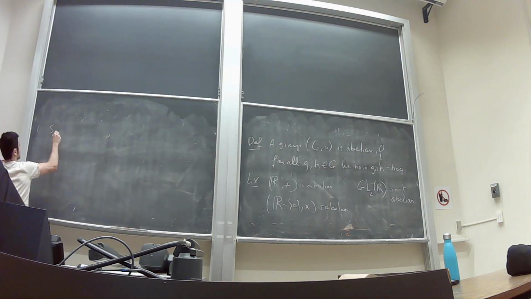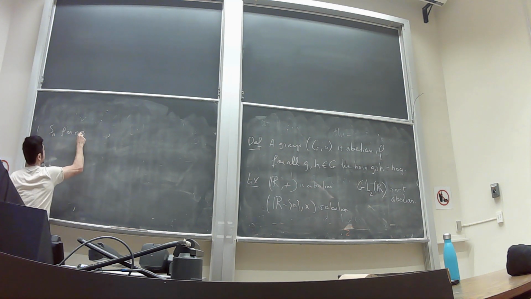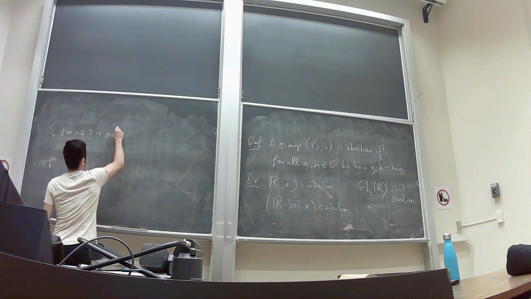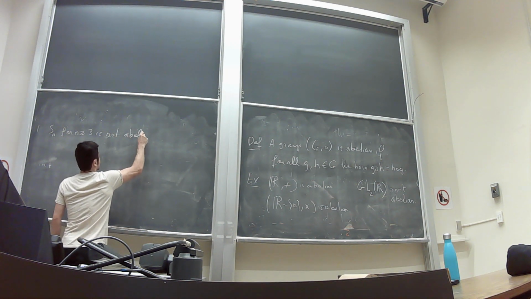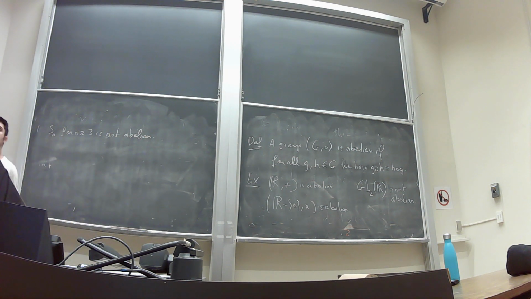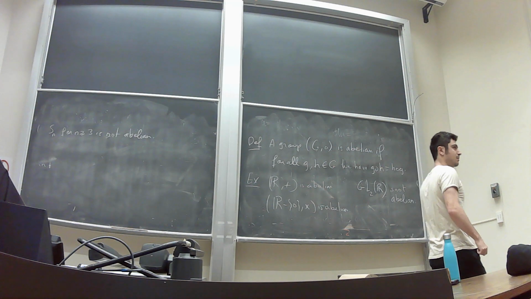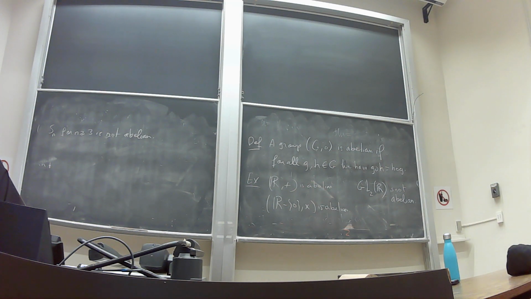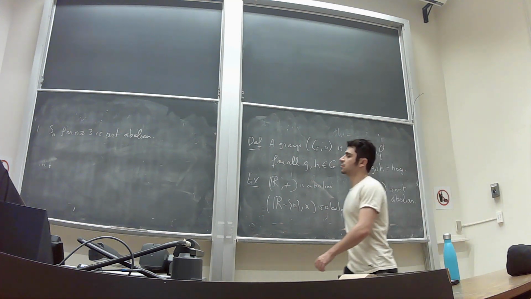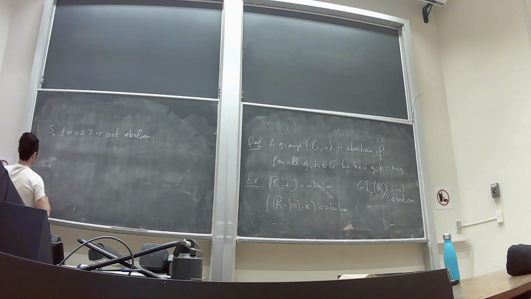Sn for n bigger or equal to 3 is not abelian. How do you prove that? Could you give me an example of two elements that don't commute? Think simple. So let's take the permutation (1 2). It flips 1 and 2 and fixes everything else.